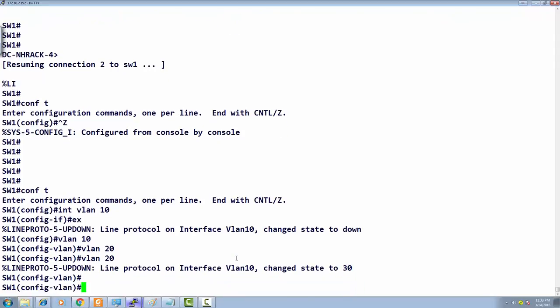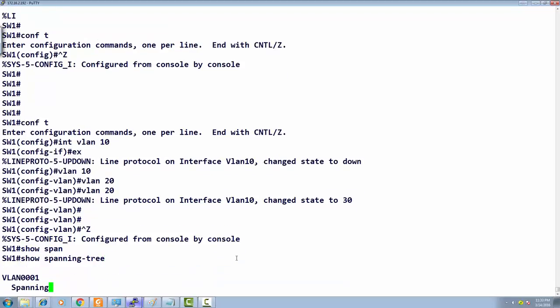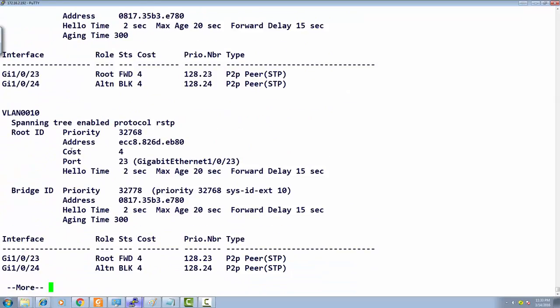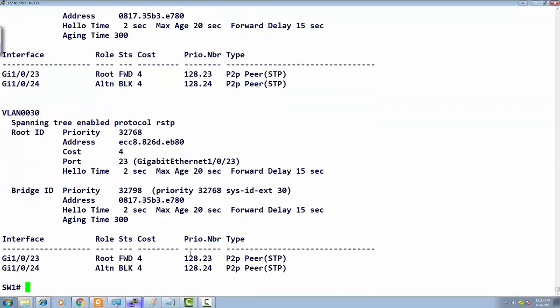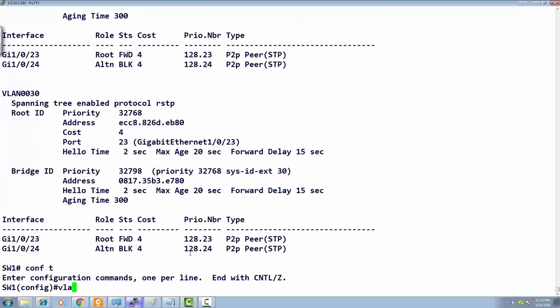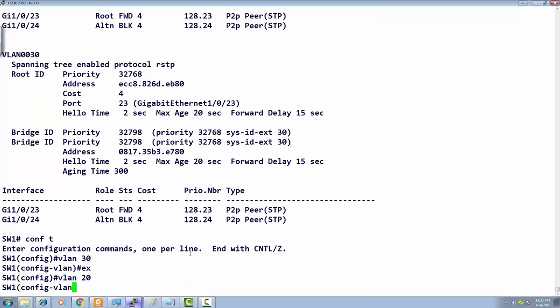Remember that here I'm running rapid spanning tree on this side. So with show spanning tree, I can still see most of these based on the VLANs, because rapid spanning tree works on a per VLAN basis, while MST works on a per instance basis. But that doesn't stop the two from converging. They will still work fine.